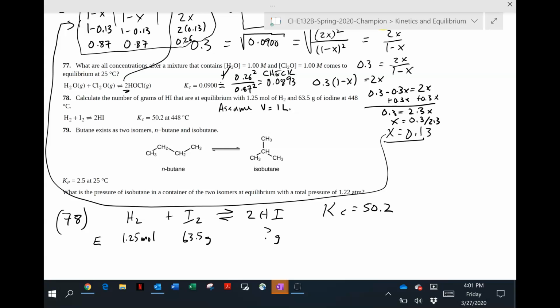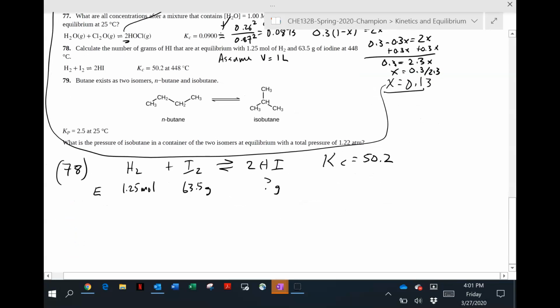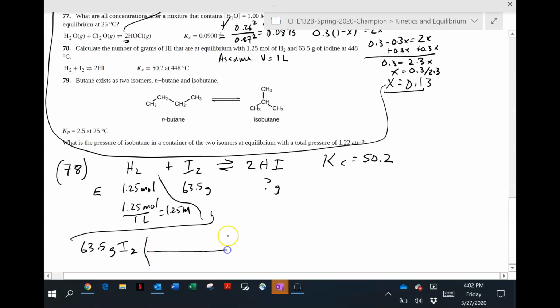So we want to think about our values here in terms of molarities. So 1.25 moles divided by 1 liter is pretty easy. That's 1.25 molar. All right, so that's our hydrogen. Now iodine's a little tougher. We're going to have to say 63.5 grams of iodine. We're going to convert that to moles.